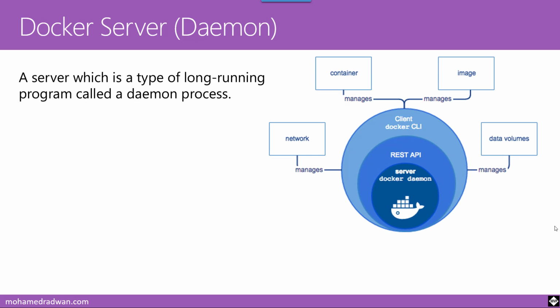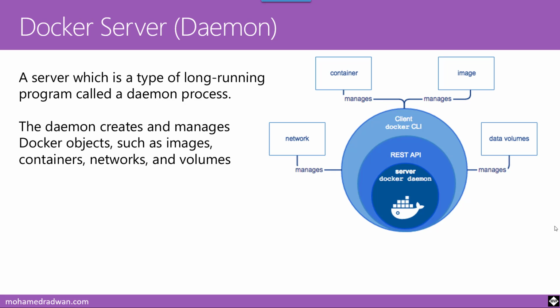So Docker server, or Docker daemon, as we explained, is a type of long-running program called a daemon process. The daemon creates and manages Docker objects such as images, containers, networks, and volumes. So you're using the Docker client to communicate with the Docker server, or the Docker daemon, through the RESTful APIs, as we can see.